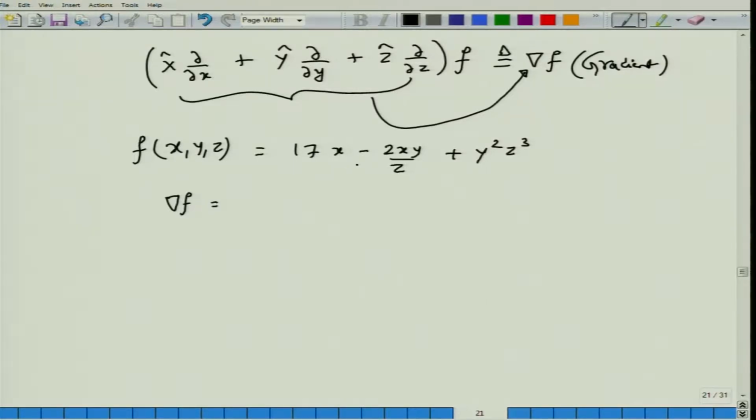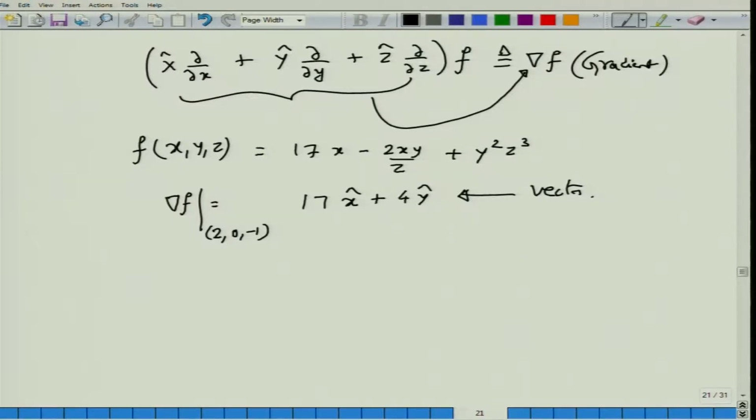I will just give you the value of del f at 2, 0 and minus 1. I will leave this as an exercise. You just have to complete these partial derivatives and evaluate them at 2, 0 and minus 1, and the value that you are going to get will be something like 17 x hat plus 4 y hat. As a result, this is a vector. We already know that this is a vector.